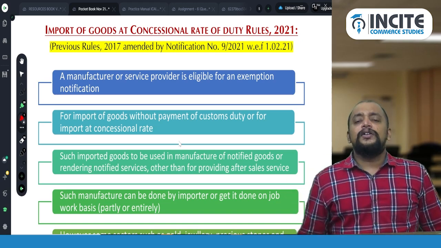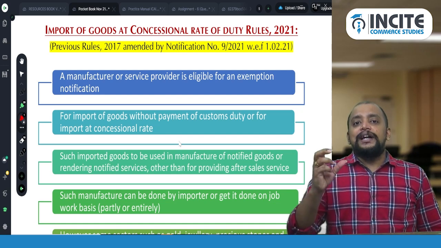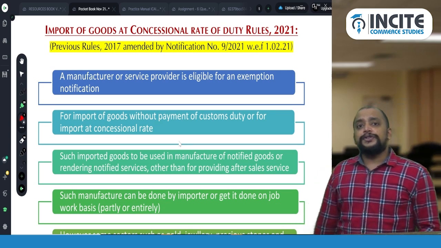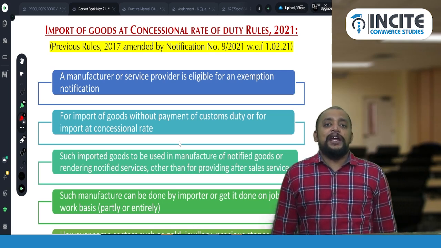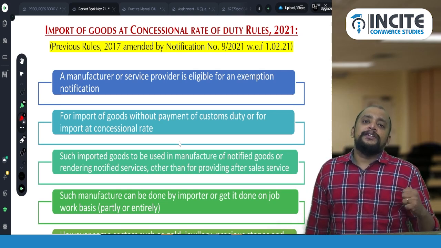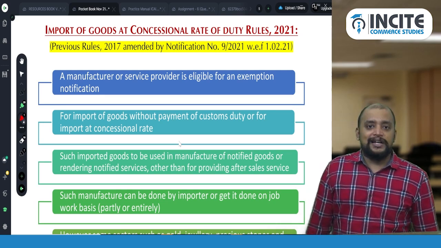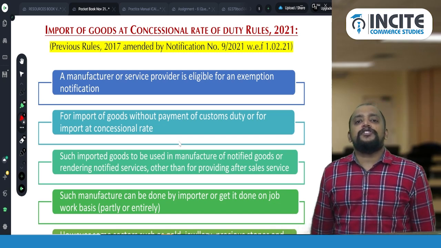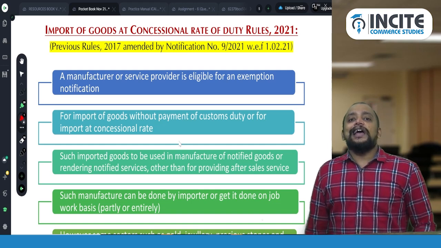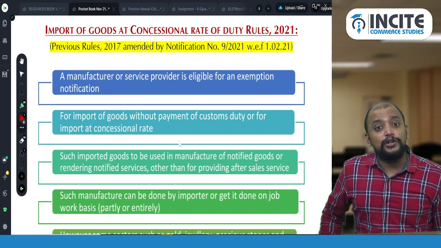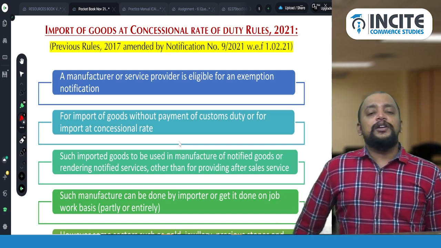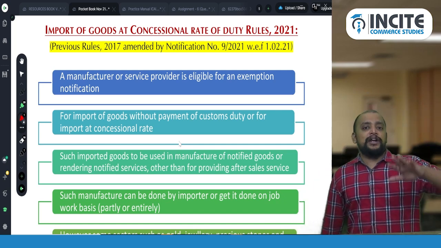There is a person who wanted to make some COVID medicine, COVID vaccine. So there is a pharmaceutical industry in India that wanted to make COVID vaccine, and they want to import some chemicals, some goods, for the purpose of manufacture of this COVID vaccine. Generally those goods are chargeable to customs duty, but as these goods are imported for manufacture of COVID vaccine, the imported goods are exempted from payment of customs duty.